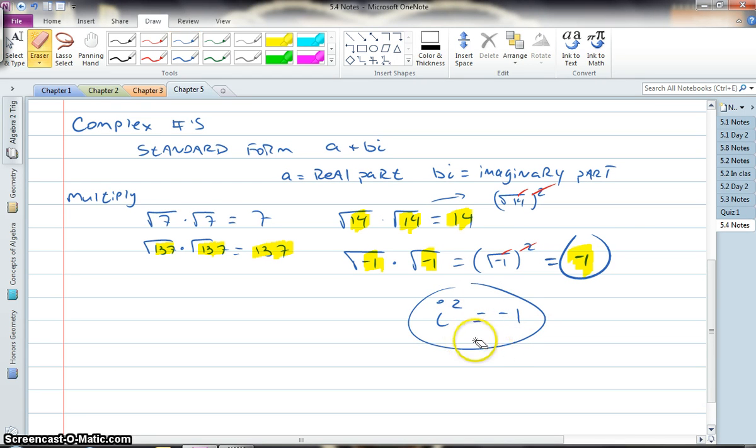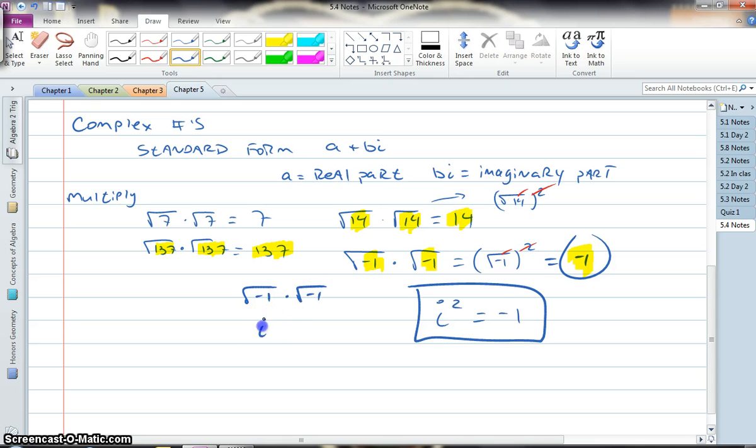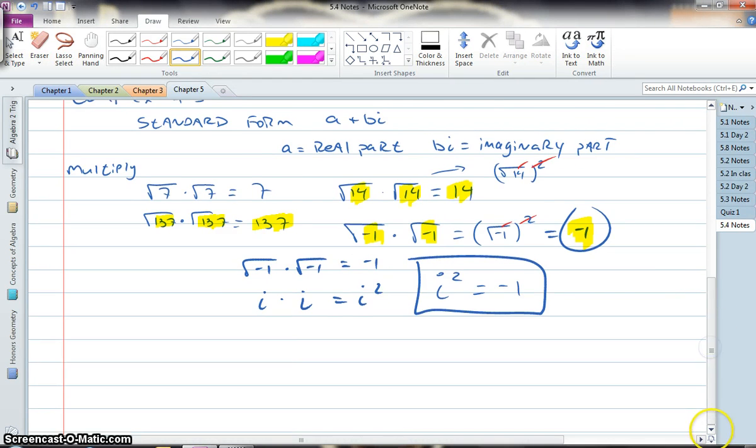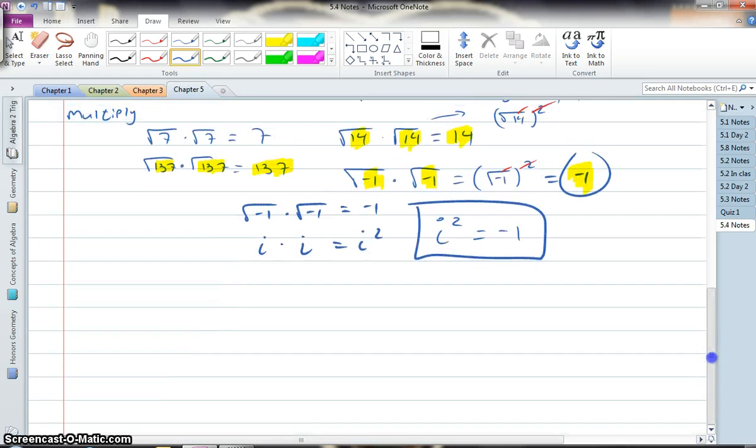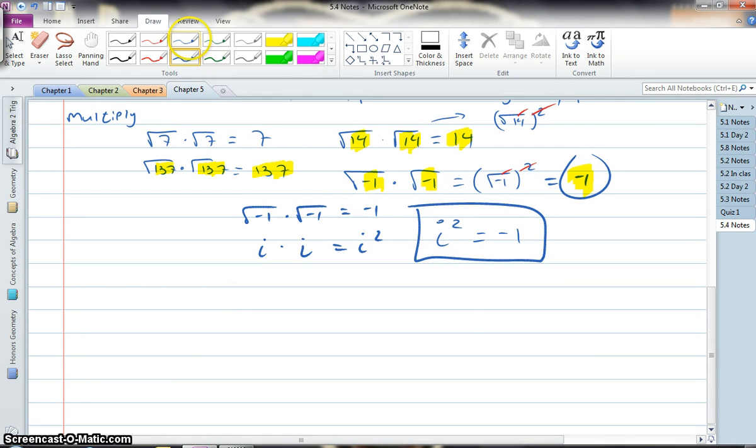All right, and that is a very important piece here. Square root of negative 1 times the square root of negative 1 is i times i, which is i squared, which equals negative 1. So that's how we handle that. Whenever you multiply your complex numbers and you're left with an i squared, you can go ahead and substitute a negative 1 there. It's a way that we can simplify and work with negative square roots.